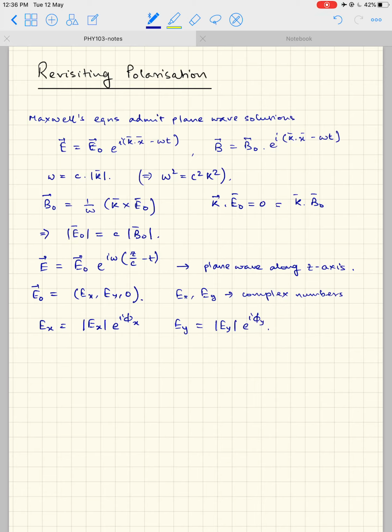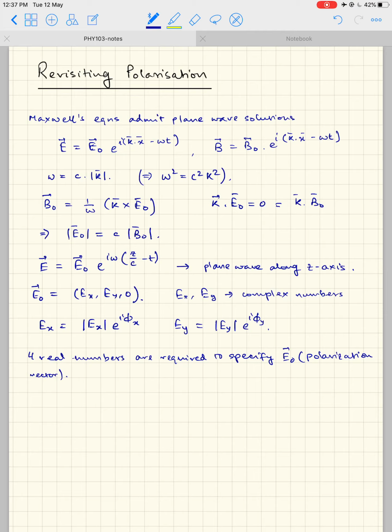So one needs 4 real numbers to specify this polarization vector. 4 real numbers are required to specify the E naught, which is the polarization vector. Okay.